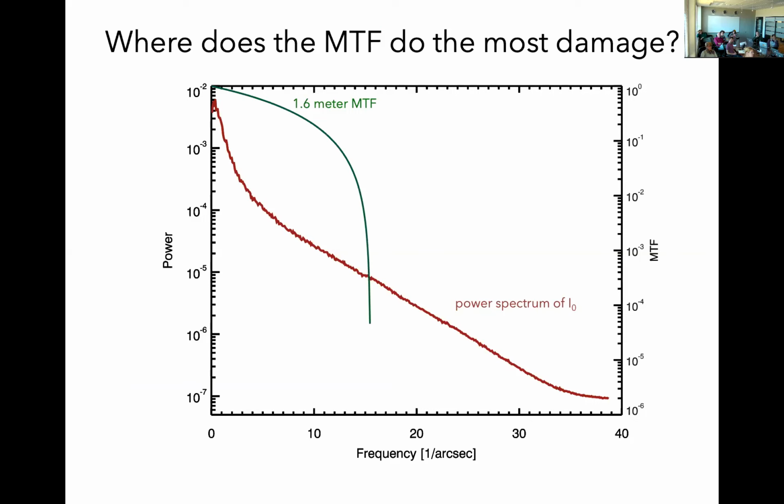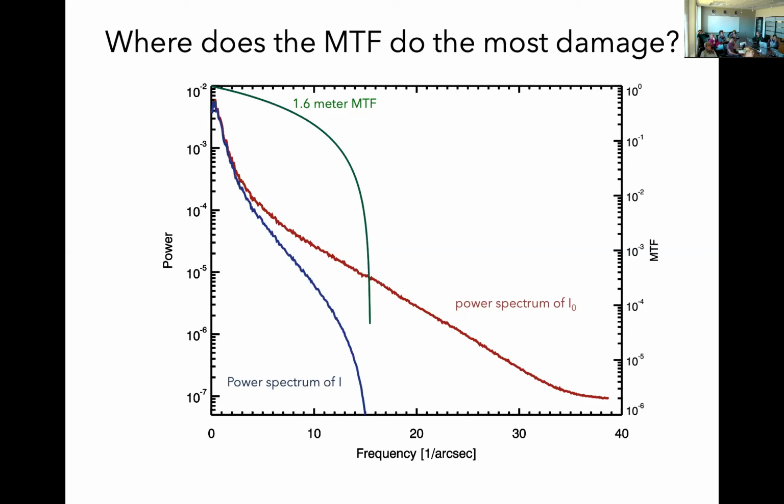So what does the MTF of that 1.6-meter telescope look like? It cuts off sharply there. Remember, this is now on a log scale, whereas before we were looking at a normal linear scale. So that MTF drops off steeply at higher frequencies to the cutoff frequency for a 1.6-meter telescope, which is significantly smaller than that of the 4-meter telescope, obviously.